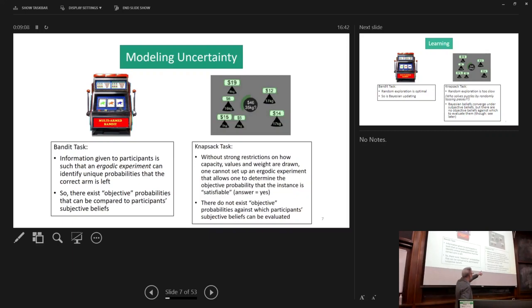Here, the knapsack task is a deterministic problem, right? Without strong restriction on how these capacities, values, and weights are drawn, you can set up an ergodic experiment that allows you to determine the objective probability that the instance is satisfiable, that is the technical term, that the answer is yes. In fact, for that particular instance, the answer is either yes or no. And you can try whatever you want. Eventually you'll find out that it's always yes or always no. So as a result, there do not exist objective probabilities against which participants' subjective beliefs can be evaluated. This has also been very problematic.